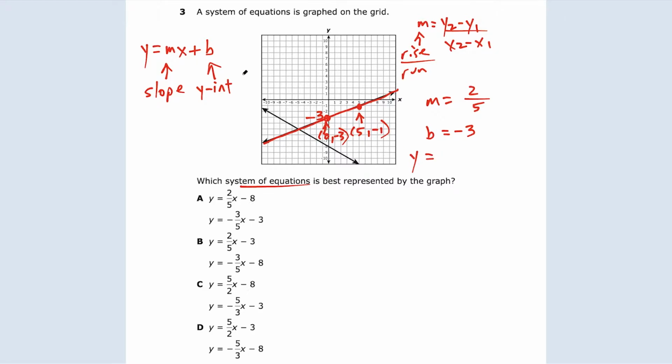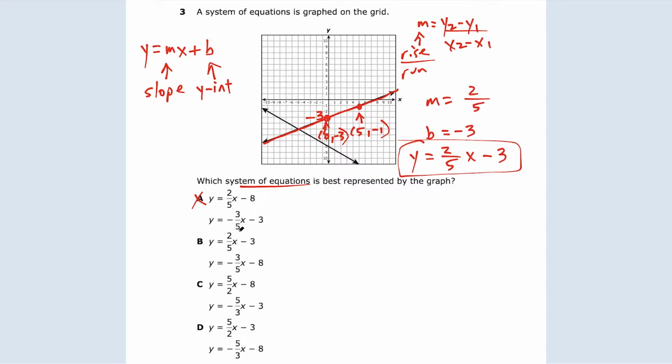And my line, if I use the mx plus b formula, I would have m is 2/5 times x, and then plus b is -3. And if I write plus -3, that's the same thing as just tacking on a -3. And then once I have one equation here, notice this eliminates every answer choice, because 2/5 x, the y-intercept is wrong for this, so A is out.